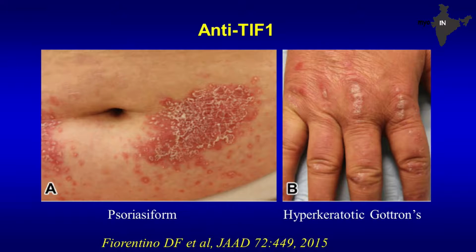cancer, and so that, along with maybe particular isotypes of the TIF1 gamma, may in the future be more prognostic of increased risk of cancer. Approximately 20% of patients with anti-TIF1 gamma will have an underlying malignancy. Other features of anti-TIF1 gamma are the psoriasiform change on the left, and then the hyperkeratotic papules with erythema over the joints on the hand on the right.